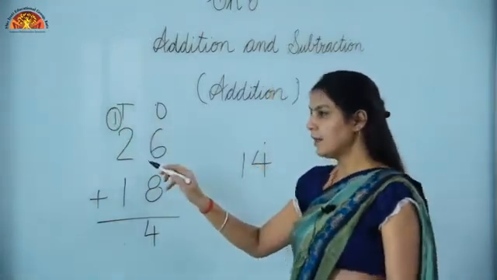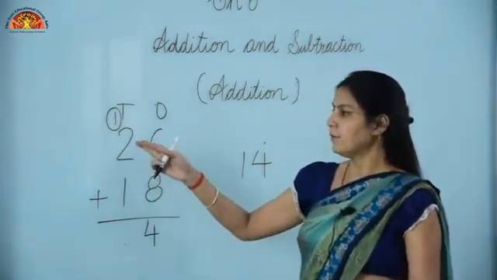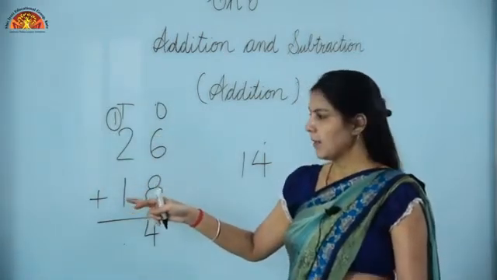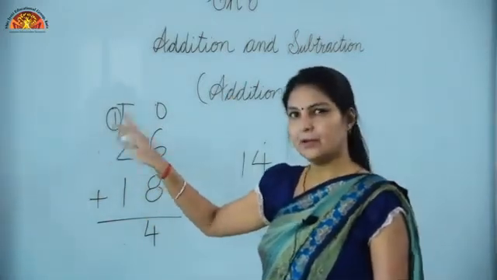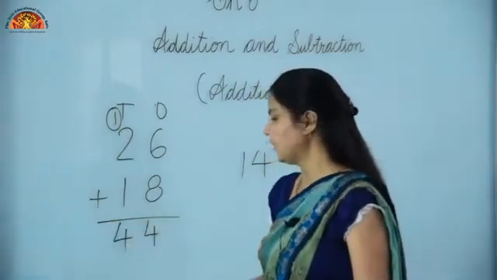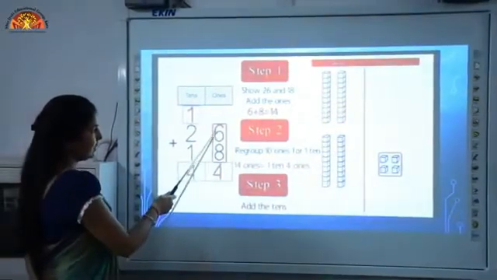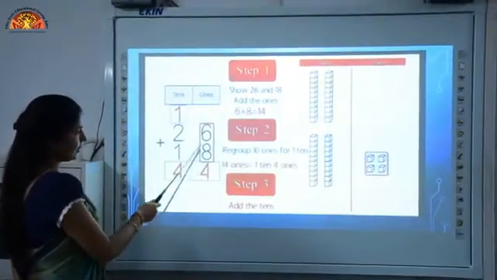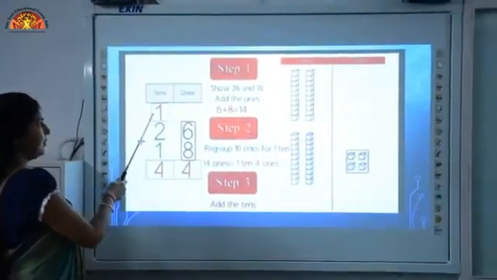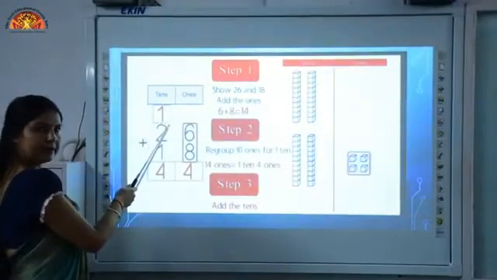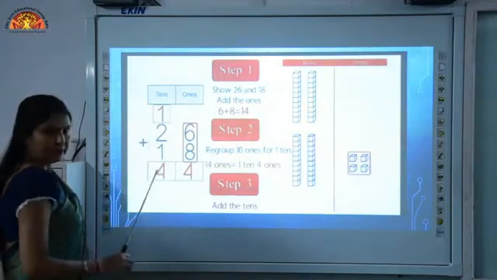Clear? Now we will again keep the bigger number in our mind and move forward the other number. After 2 is 3 and after 3 is 4. Don't forget to add this carryover number. This is 44. 26 and 18. After adding these two numbers, we will write 4 here and we will carry over 1 to the tens place. 2 plus 1 is 3 and this one is 4. Clear everyone?